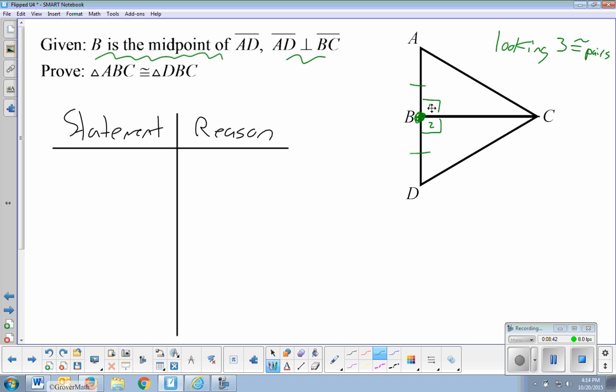And do I have to call it angle 1? No, I could call it angle ABC. I can't call it angle B because there are multiple angles at vertex B. So I like to number them. It's a little bit easier. And then that's our second pair right there.